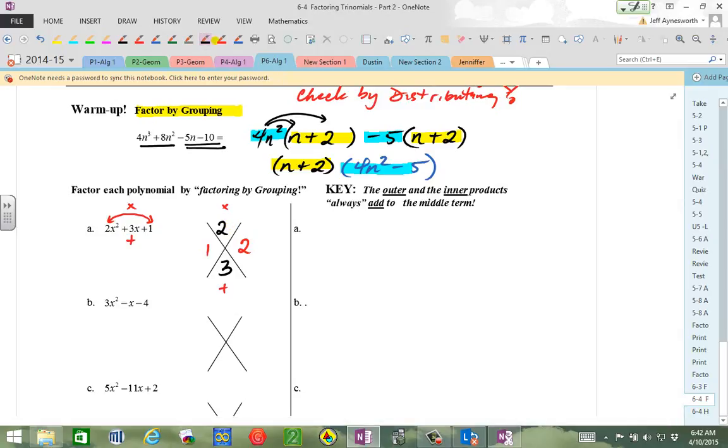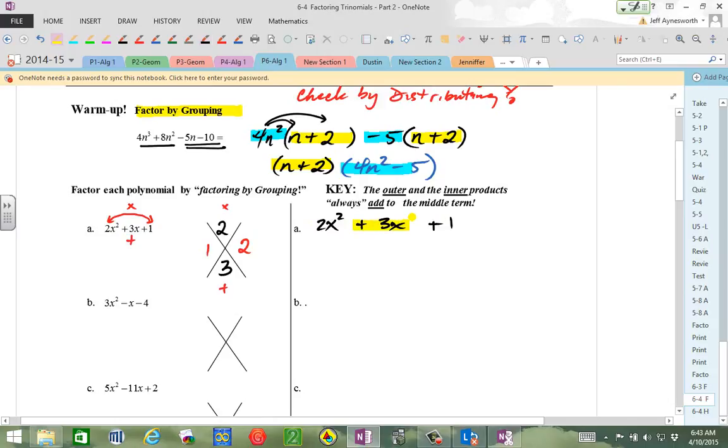So we're going to split the middle term. Let me just rewrite it over here. I've got 2x squared plus 3x plus 1. Now I'm going to highlight the middle term right here, and I'm going to make a note: split the middle term just like I did in the last lesson.